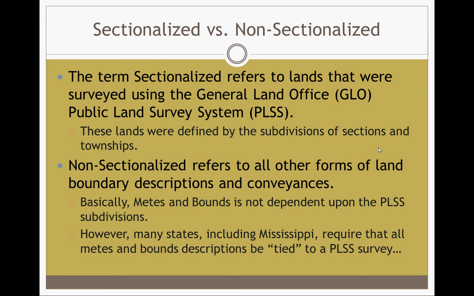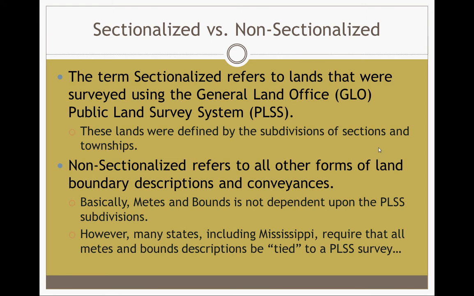And I think we'll be talking about that, if I remember correctly, in chapter... Let me check real quick. Chapter 6, that's our next chapter. So we'll be talking about that next, and there's a lot of history that's tied to that, and a lot of history that has defined the U.S. Well, non-sectionalized refers to other forms of land boundary descriptions and conveyances.